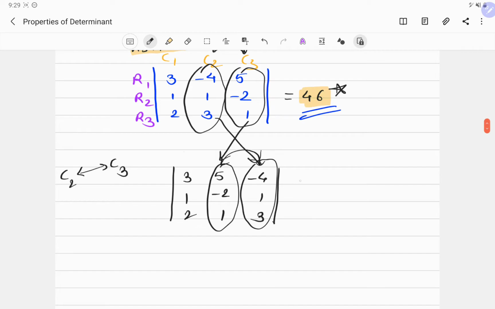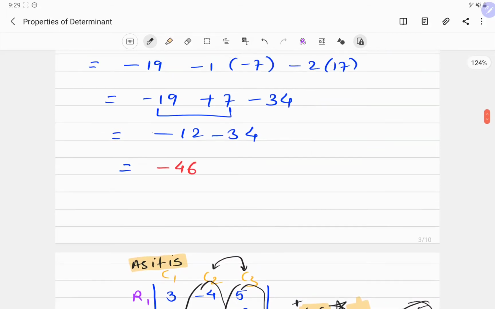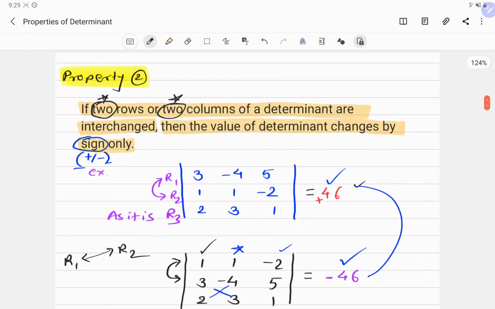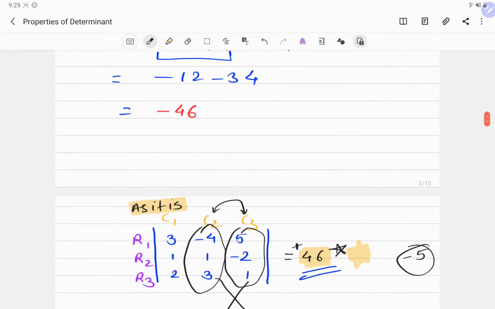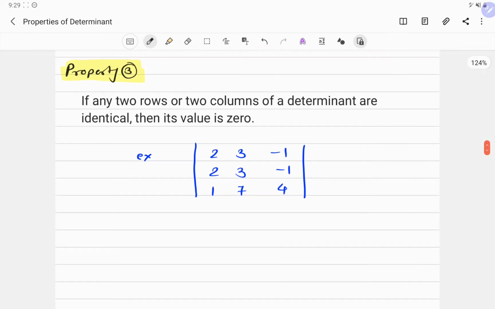Now according to the property, if you interchange any two rows or two columns of a determinant, then its original value remains the same, only thing is its answer changes by sign. So the previous answer with the plus sign, the new answer will be minus 46. And if the original answer is, let's say, minus 5, then the new answer will be plus 5. This is the thing you have to observe while applying this property. Once again, I am repeating property number 2: if you interchange any two rows or two columns of a determinant, then its value changes by sign. Now let's understand property number 3.